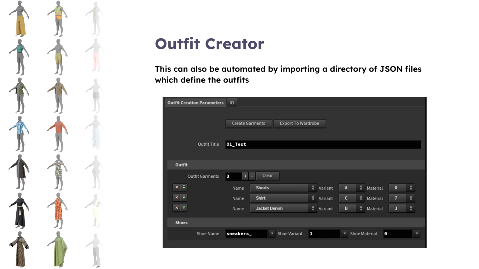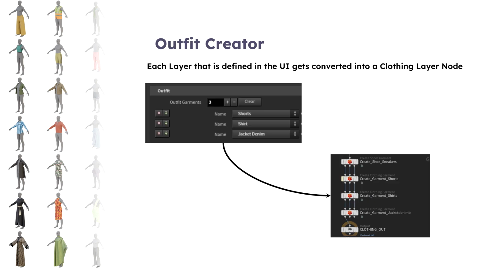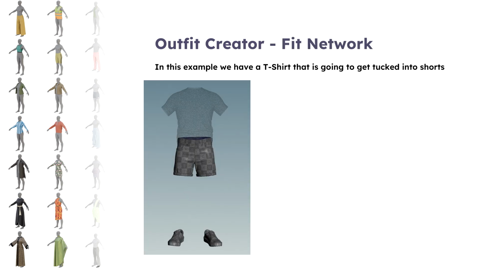This also can be entirely automated by simply importing a directory of JSON files, and this enables artists to write a script that might make hundreds of outfits for a specific job or client that might come through. This is an example. As you can see, the wardrobe has the shirt comma shorts, and then shorts comma shirt, and you can see the variation that we get therein. The outfit creator directly links to a Python script, so whenever you add a layer, it adds a layer node directly inside of that HDA. And inside of those layer nodes is what we refer to as the fit network, and we don't have nearly enough time to go into all of this, but we'll do the best we can.